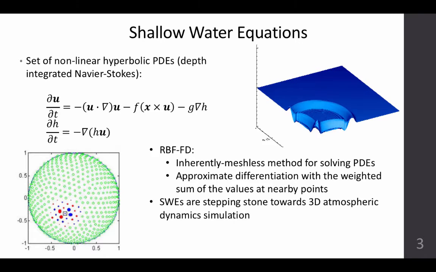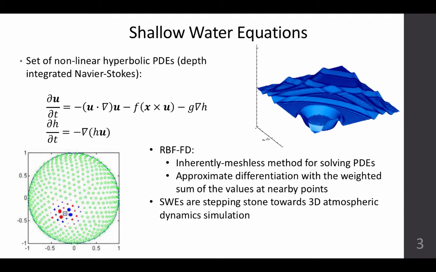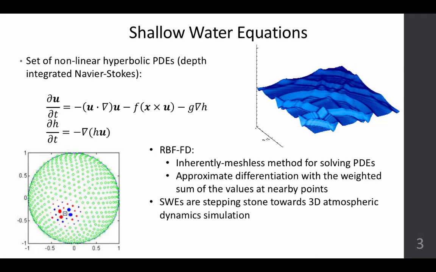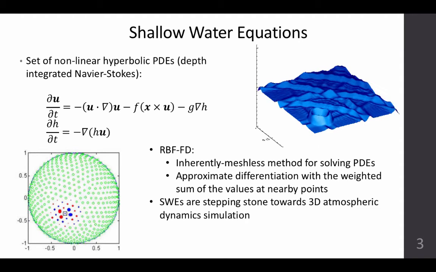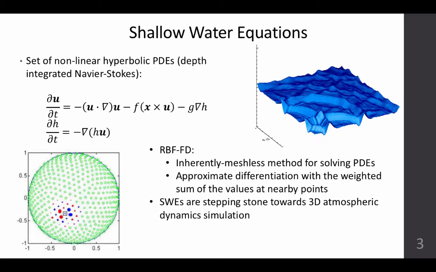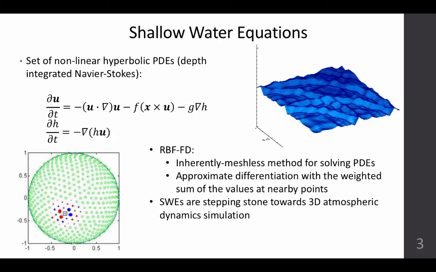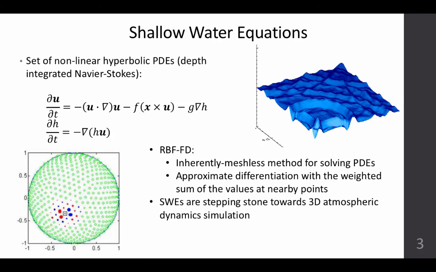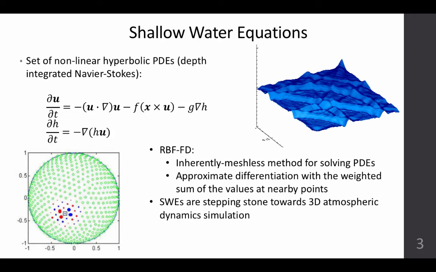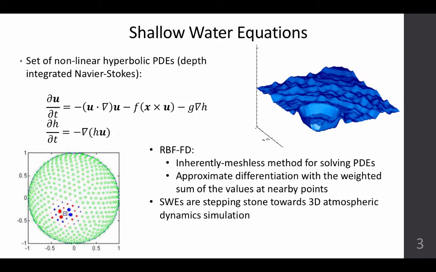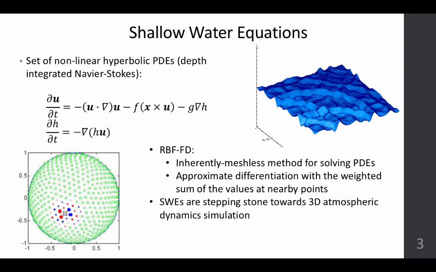To numerically solve these equations, we used RBFFD methods, which are high-order, inherently meshless methods for solving PDEs. So for those who are unfamiliar with numerics, this essentially means we are able to very well approximate the spatial differentiation given in the PDE at each point with the weighted sum of the values at the points nearest to it.